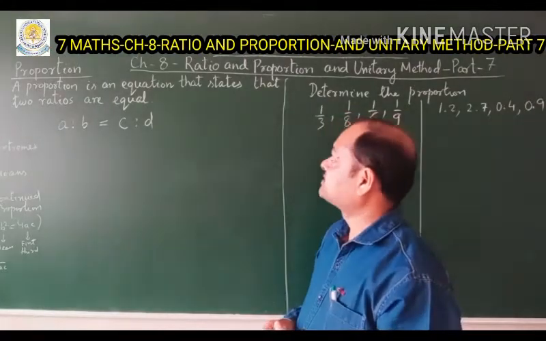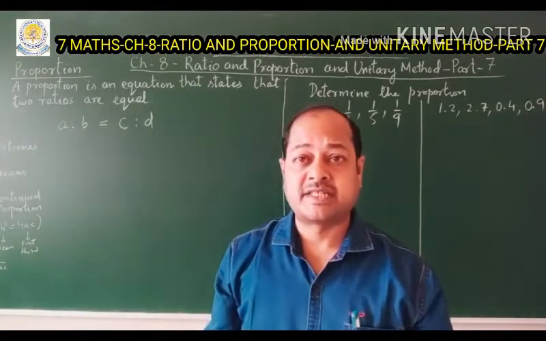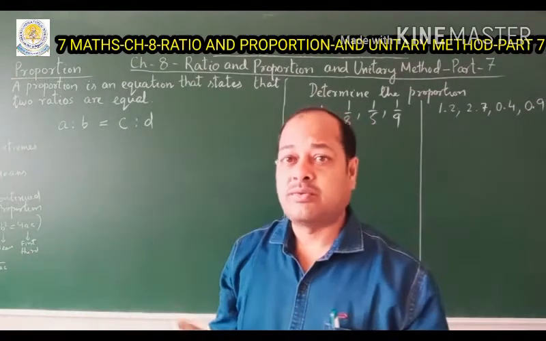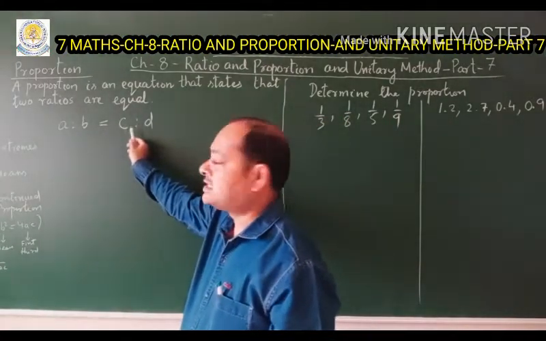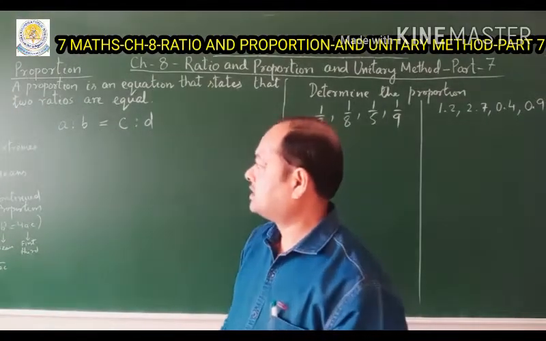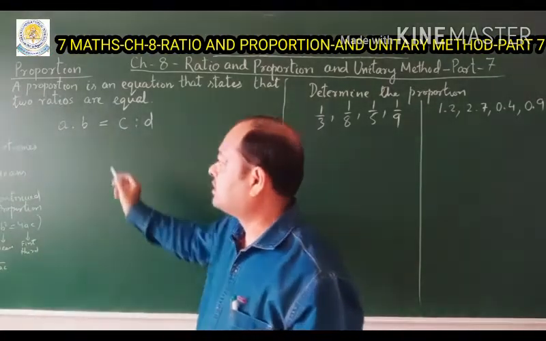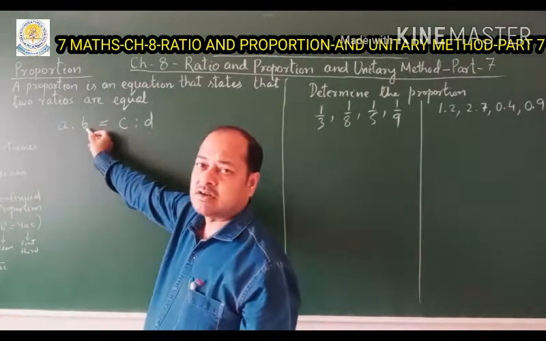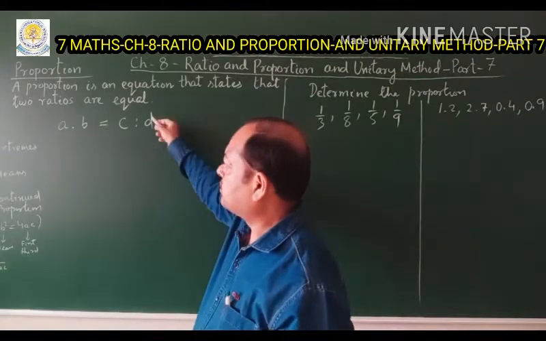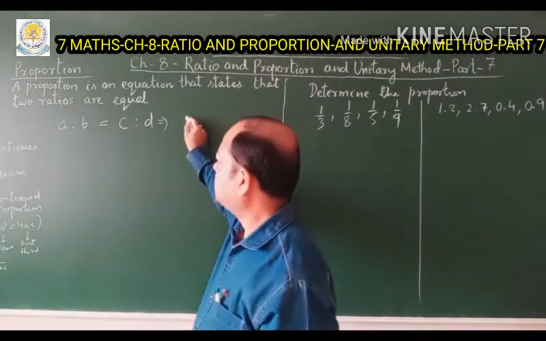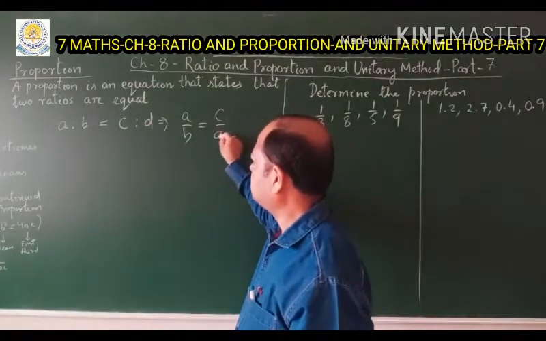Proportion is an equation that states that two ratios are equal. Already we know what is ratio. Whenever two ratios are equal, we can call it a proportion. So let's see here, A is to B and C is to D are two ratios. Here A is the first term, B is the second term, C is the third term and D is the fourth term. So we can write A is to B is same as A by B, and C is to D is same as C by D.